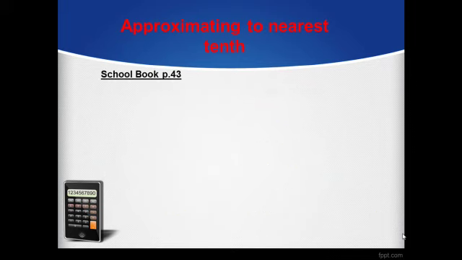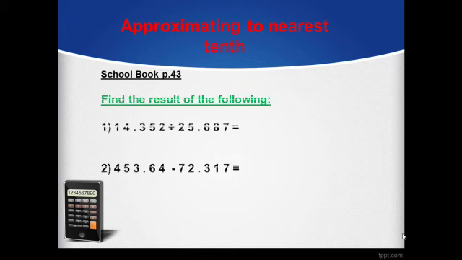Let's move to school book page 43. It wants you to find the result of the following. Number 1, 14.352 plus 25.687. We will do our usual operation in adding decimal numbers, and the result will be 40.39. Then we will approximate to nearest tenth.